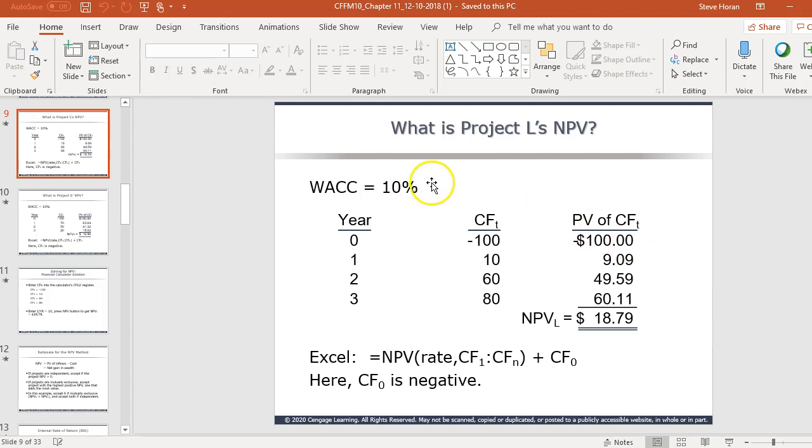Okay, so this is 10%, 1 year. So I discount 10% at 1 year, I get 909.60 at 2 years is 49.59. 80 at 3 years is 60.11. And then I add those up.